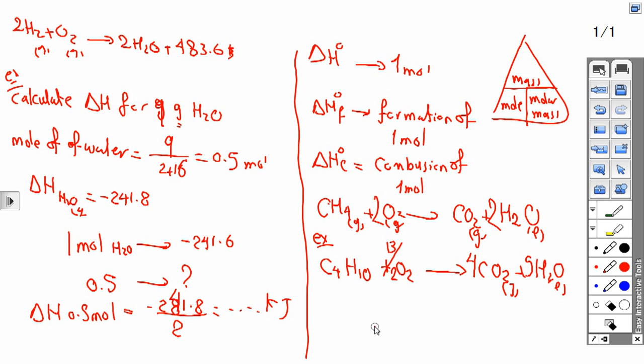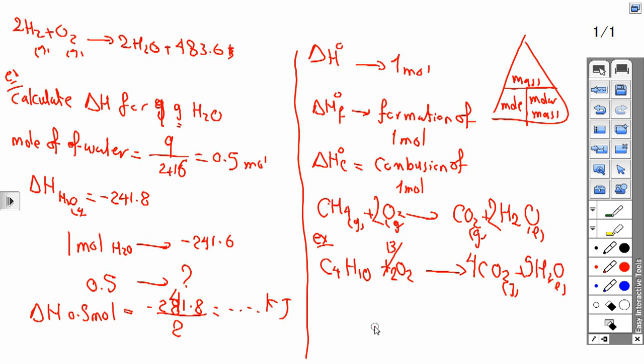The second way to calculate the delta H. So we have two ways to calculate the delta H. The first one is by subtracting delta H of the product minus H of the reactant, and this is how. The second one is to use Hess's law. Before knowing Hess's law, can we make a relation between formation and combustion?